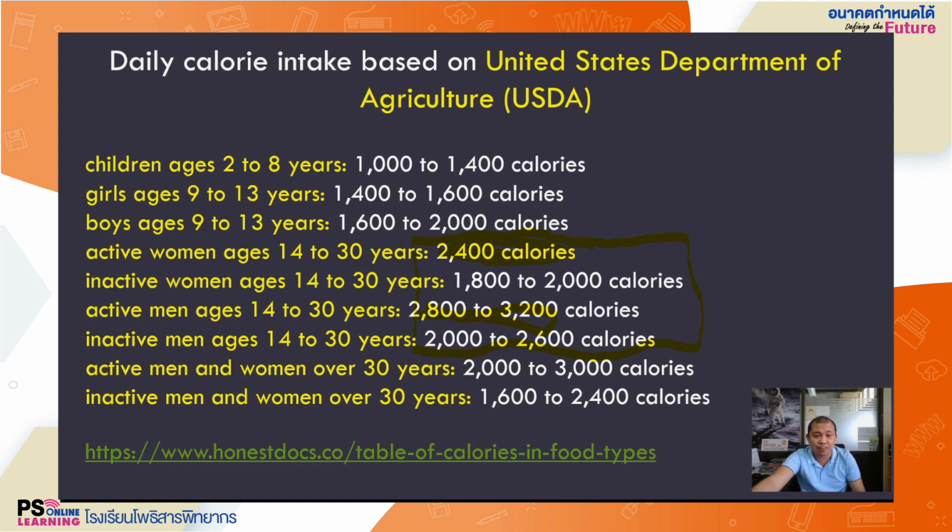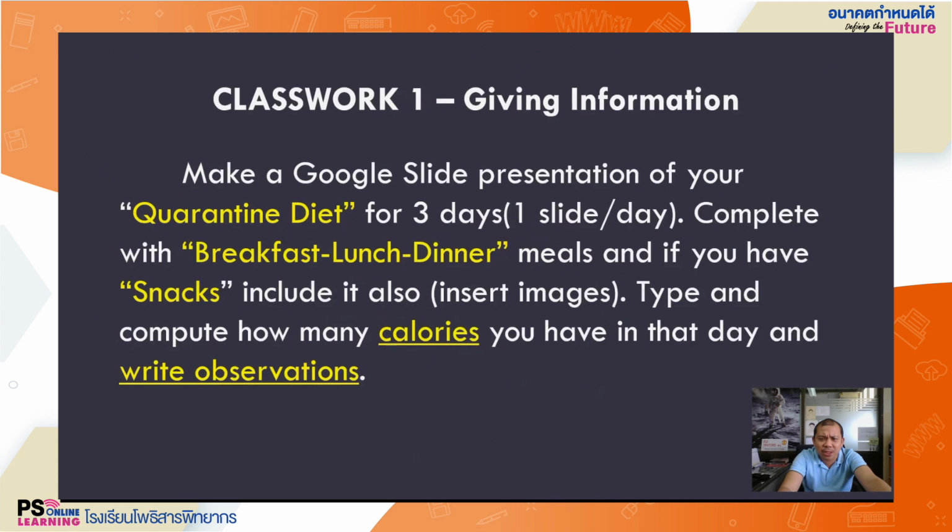Okay, that's per day. For me, I'm right here, I think active, 2,000 to 3,000 calories. So for you kids, active 2,400 calories, sorry. Then active men 2,800 to 3,200 calories. Okay, that's for active men there. So let's proceed to the next slide.